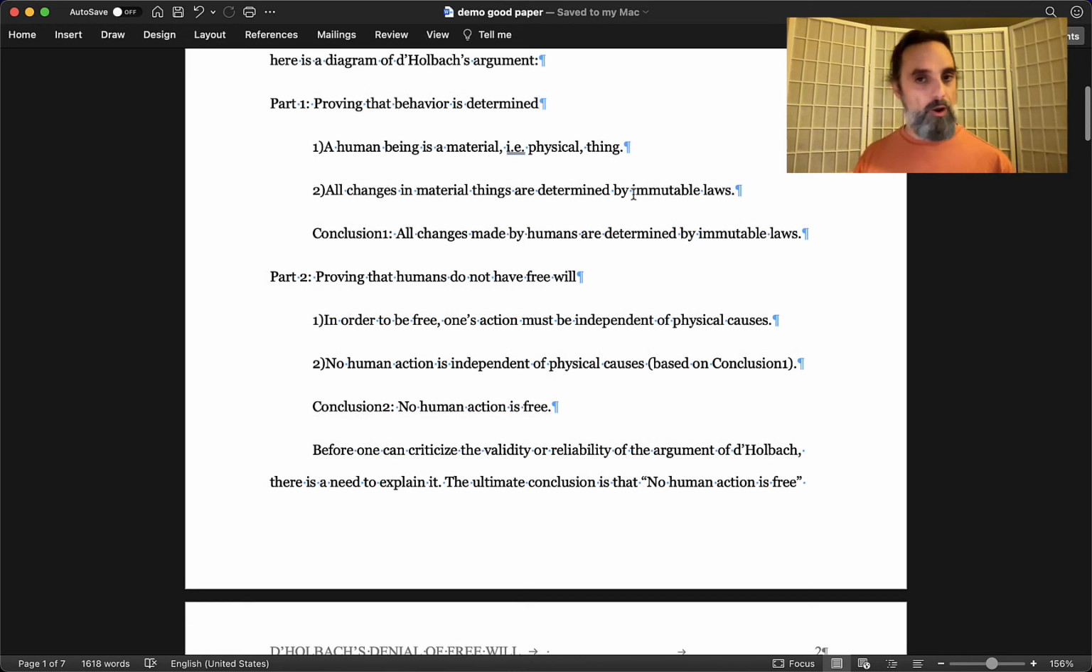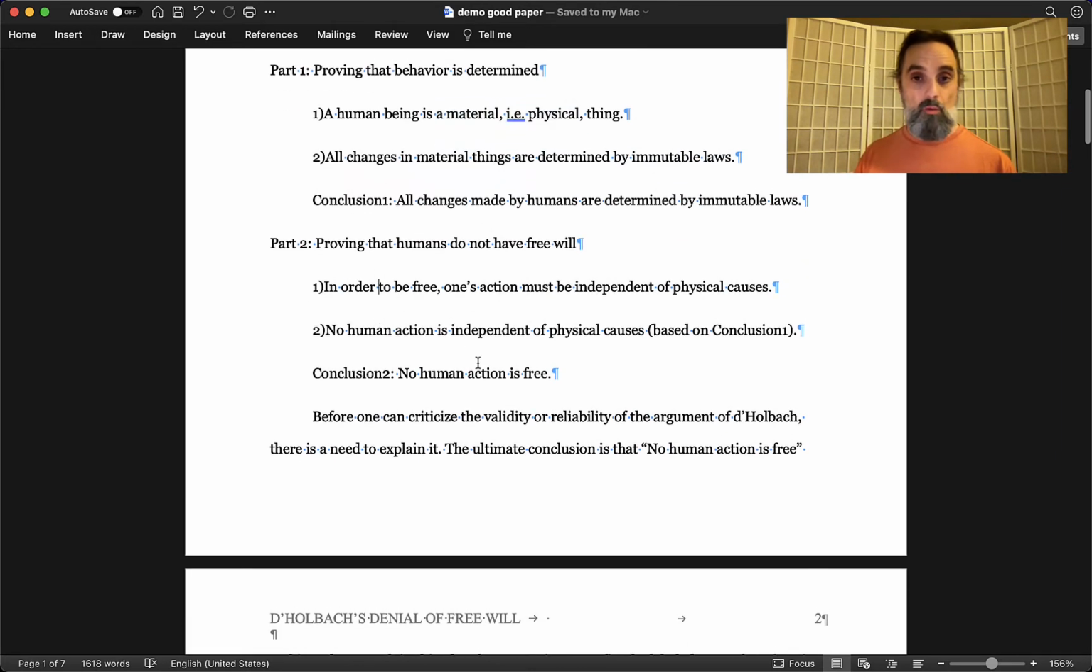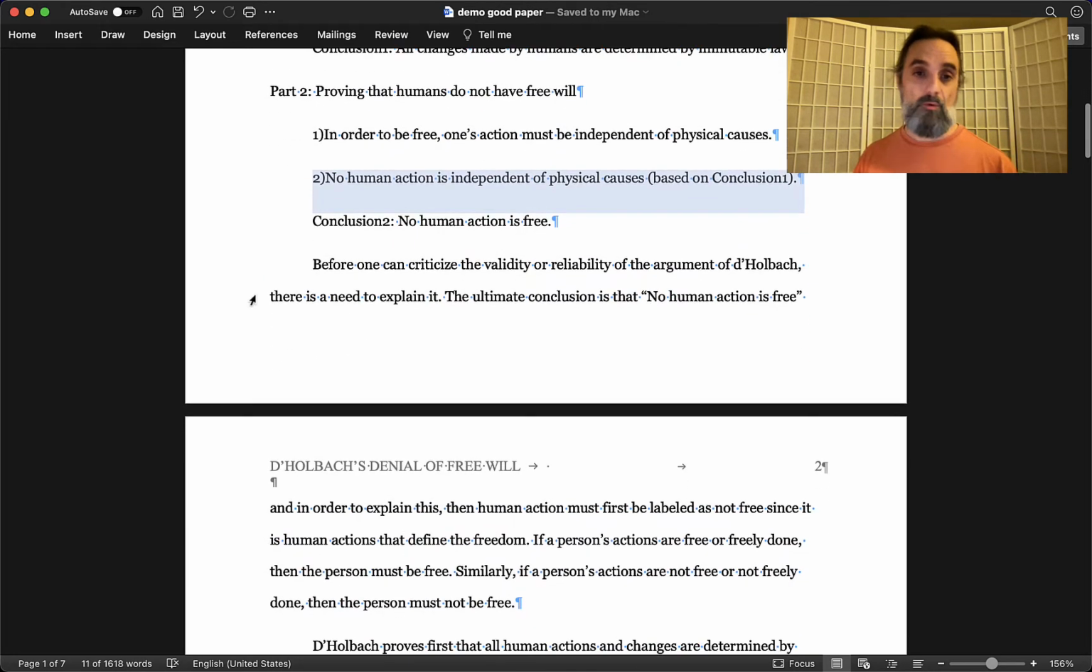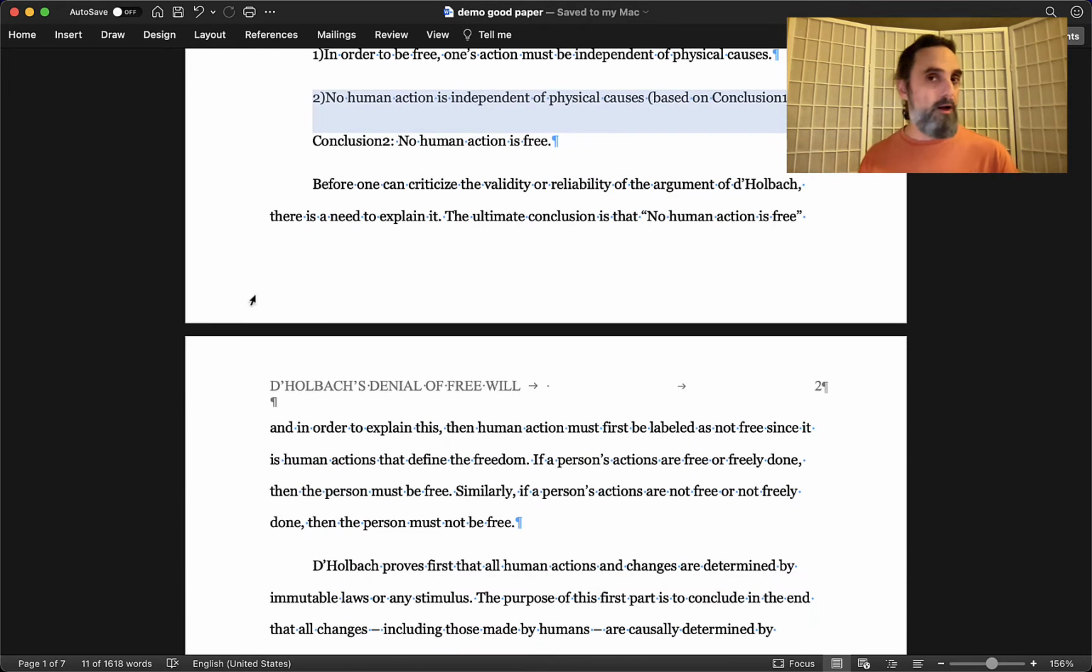We might want to know what an immutable law is, maybe what it means to be material or physical, what it means to be free. What would it mean to be independent of physical causes? So those are things we might want to learn about, but it's pretty clear what the argument is, what the claims in the argument are, even if we're not entirely sure what they mean.